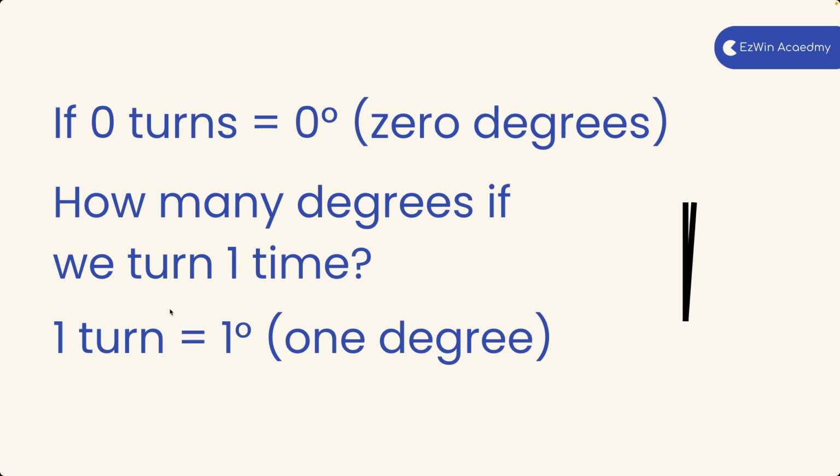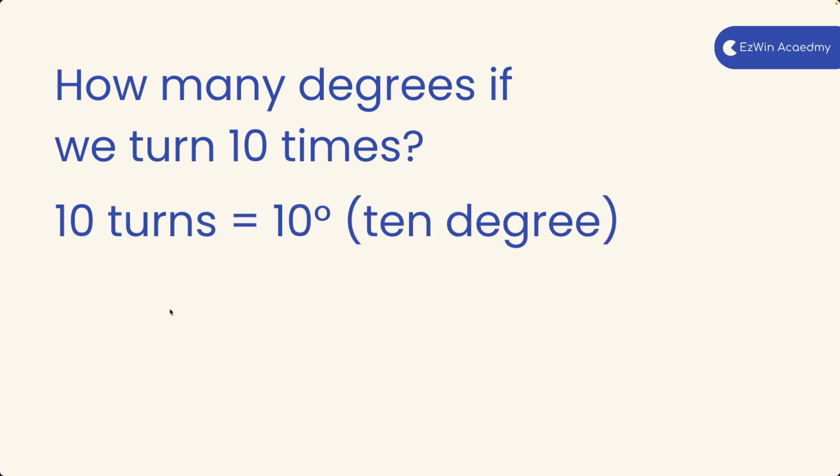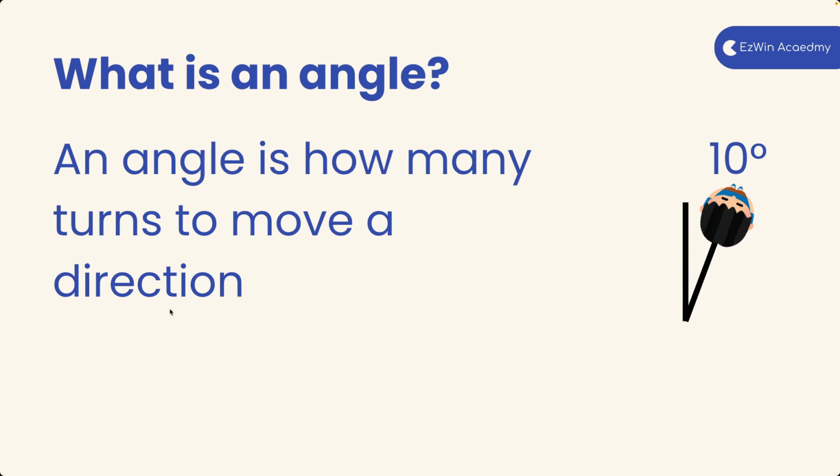So we will turn a little bit to the right and then walk towards 1 degree to the right. Another question: how many degrees if we were to turn 10 times? If you say 10 turns, you're right. That means it's 10 degrees. Then we will turn a little bit bigger than if we were to turn 1 degree to the right. 10 means 10 times more, right? So then we will walk towards the 10 degrees. Yeah, the walking is a bit weird. Okay, so an angle essentially is how many turns to move in a certain direction, right?